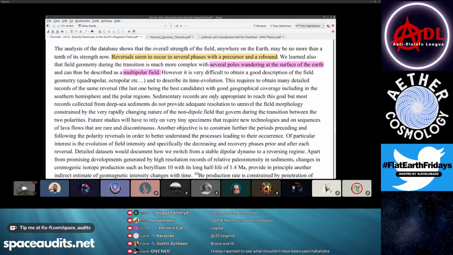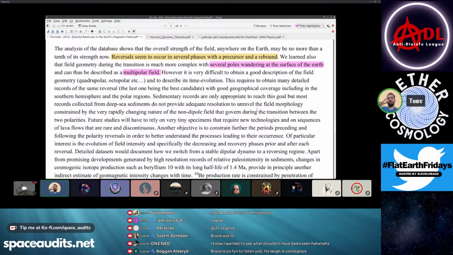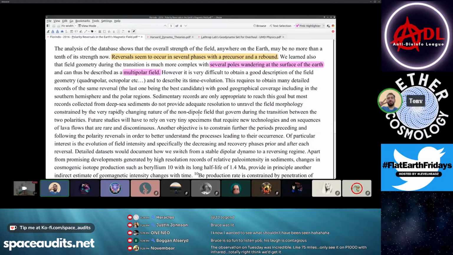Sedimentary records are only appropriate to reach this goal, but most records collected from deep sea sediments do not provide adequate resolution to unravel the field morphology constrained by the very rapidly changing nature of the field. Wow, do you maybe think the data didn't line up with what they wanted? And oh man, we just don't have the resolution here, guys. This Shady Part 2.